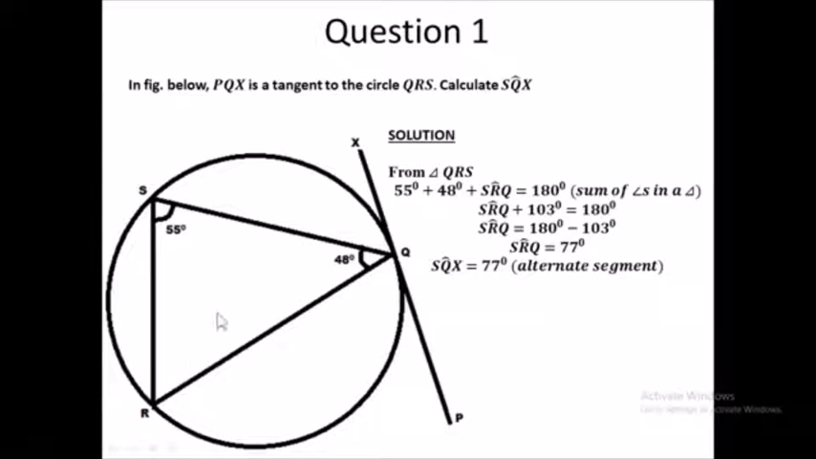Then from there you can find this angle SRQ, which is going to be this plus this, and that gives us 103 degrees. If you remove it from 180, that will give us 77. So this angle is 77 degrees, and that means this angle SQX you have to find is also 77 degrees. The reason is this angle here is alternate to this angle. Another thing is that this angle here is also alternate to this angle, 55 degrees. If you have to find that, you should know how to get that.